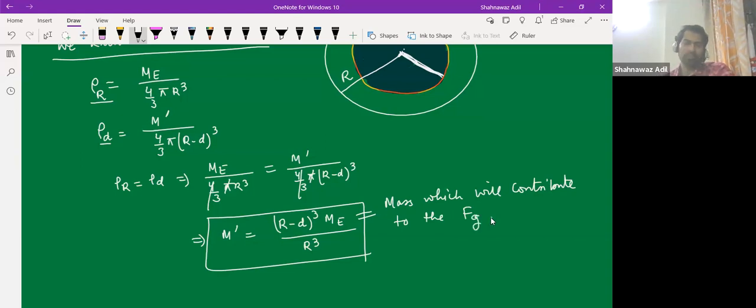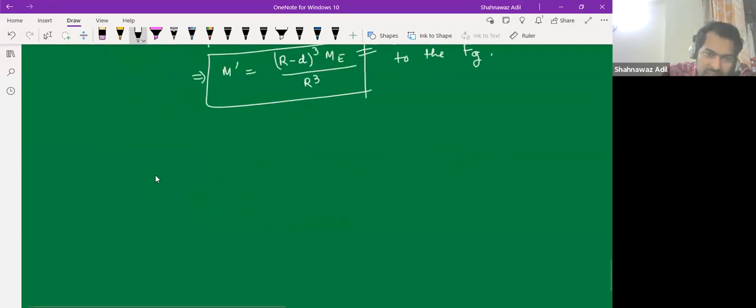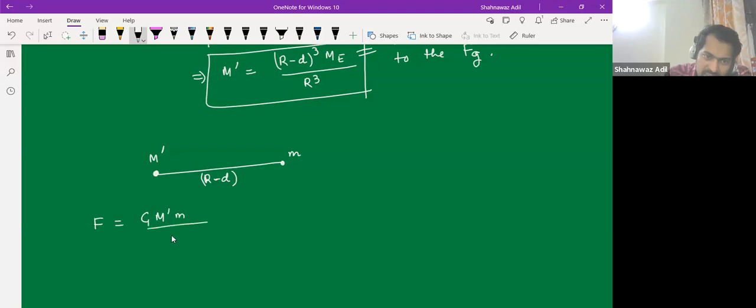Okay, so now let us calculate the gravitational force. We have this m prime, and we have this small m. This distance is R minus d. So F would be how much? G m prime m divided by (R minus d) whole square. That is the force, right, guys?